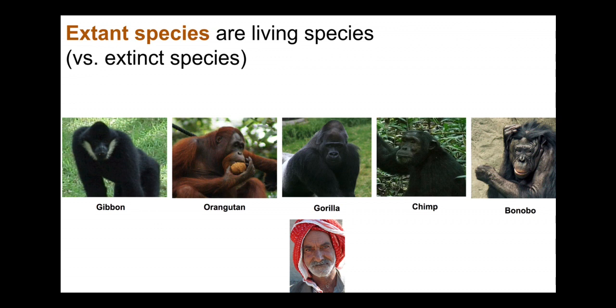All of these are extant species, species that are still alive today. This is in contrast to extinct species, so we'll be focusing here in this case study on species that are still alive today. We'll be ignoring Australopithecus and Neanderthals and other extinct species and subspecies.